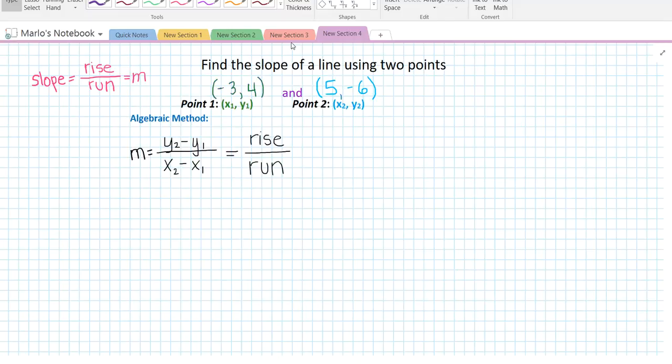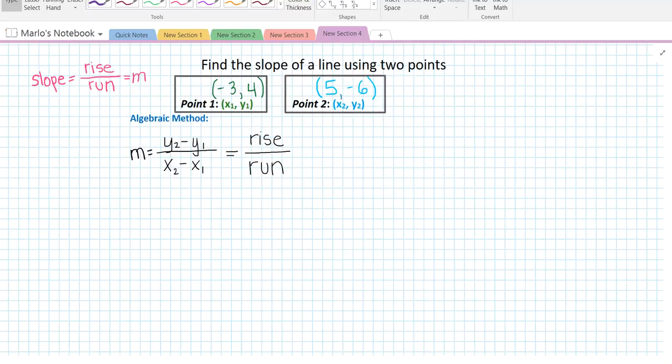We get the x's and y's by labeling our 2 points. So we have point 1, and that gives us x1 and y1. And point 2 gives us x2 and y2. And it doesn't matter which point we choose for 1 and 2, as long as the 1's are together and the 2's are together.